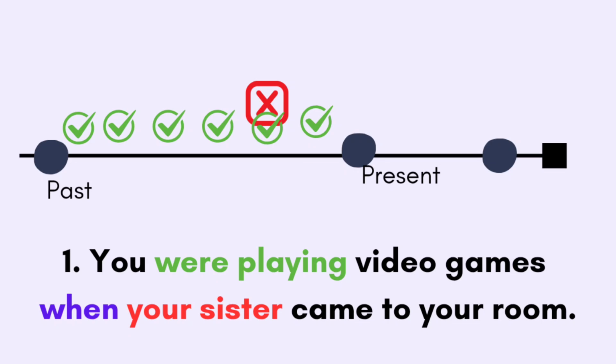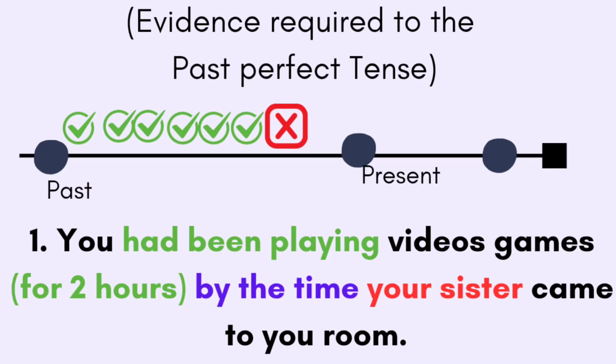Look at the same example in past perfect continuous tense. You had been playing video games for 2 hours by the time your sister came to your room. Here, the action started in the past and continued up to another past action. Here, your sister came to your room. So, before that, you had been playing video games for 2 hours. Here, I have mentioned the duration of an action: for 2 hours, for 3 hours, for 30 minutes, like that.